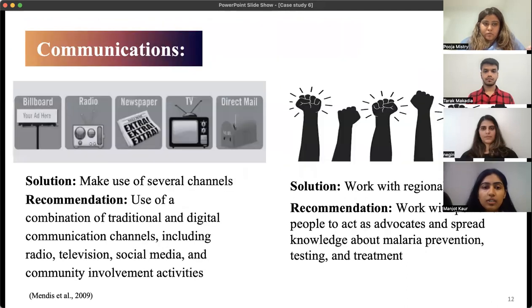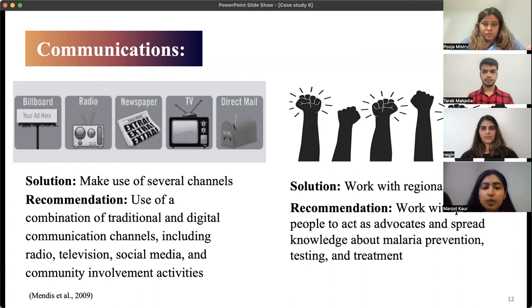The third challenge is communications, for which solutions and recommendations can be provided. The first is to make use of several channels. To effectively spread information regarding malaria, I recommend to use a combination of traditional and digital communication channels, including radio, television, social media, and community involvement activities.